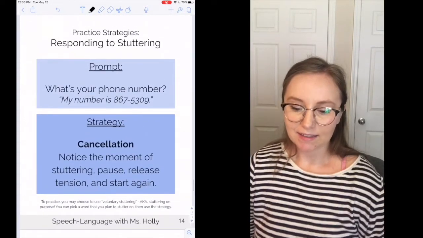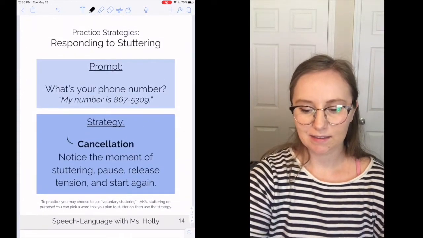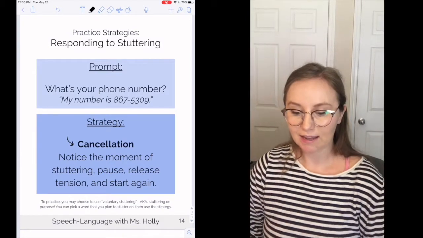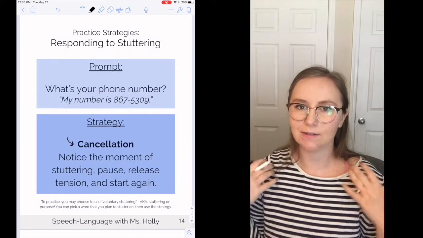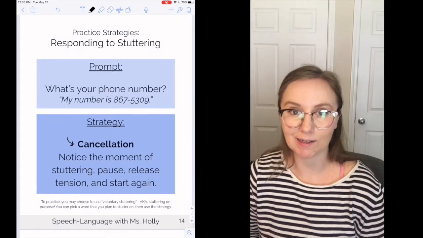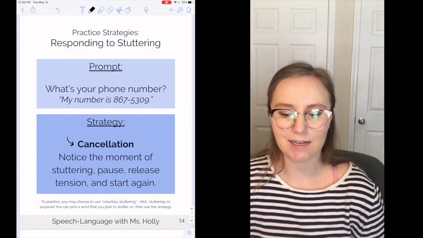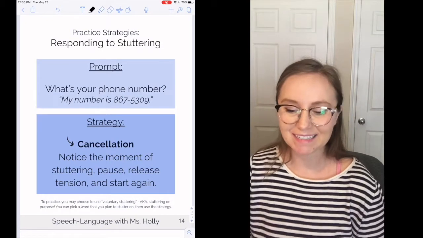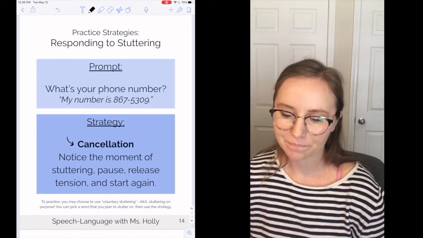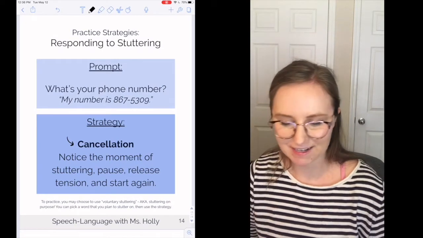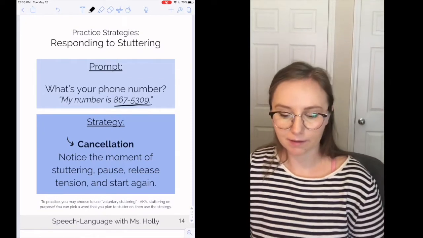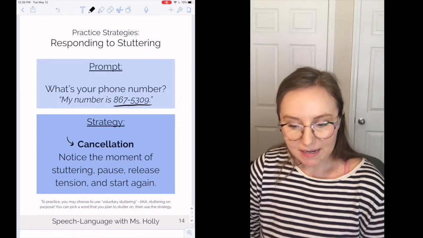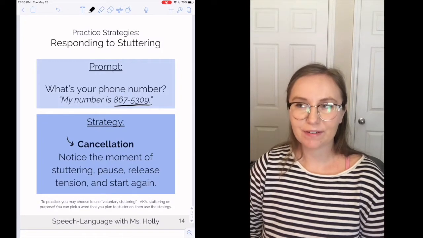All right, the next strategy is this cancellation, and that's where you notice the moment of stuttering, you pause, you let go of tension, and you start again. And the prompt is, what's your phone number? Okay, so I'm going to use this cancellation as I get stuck on my phone number. My number is 8675309.